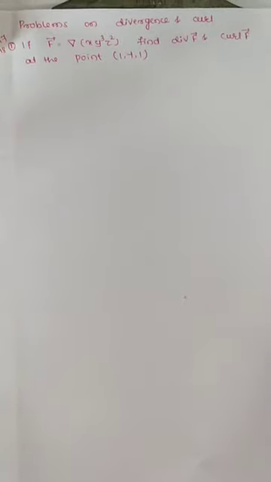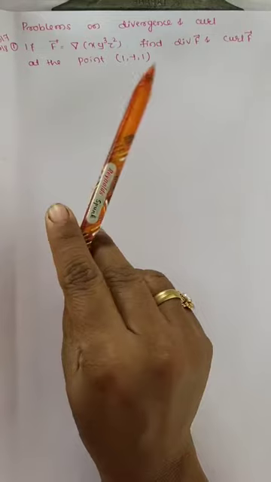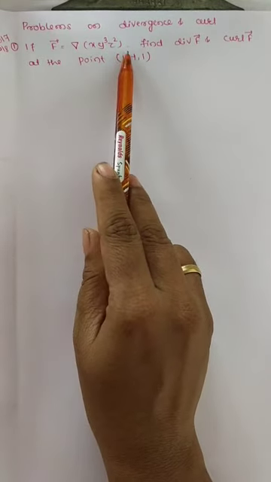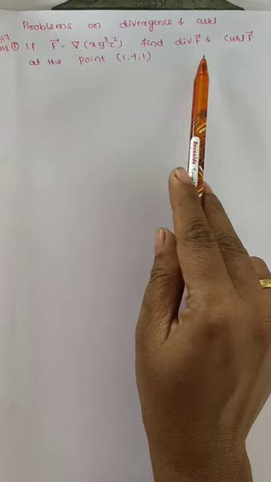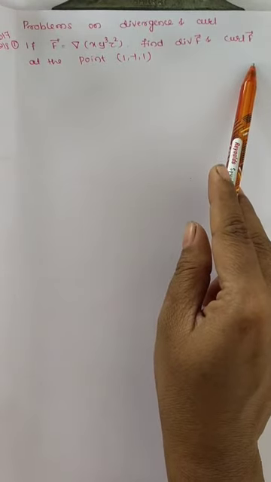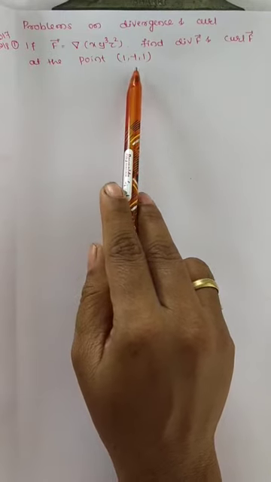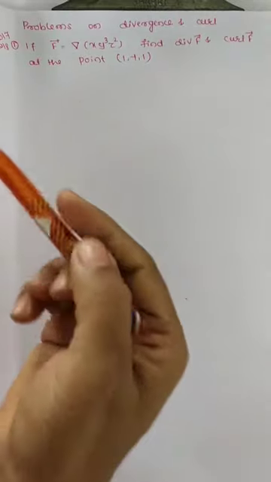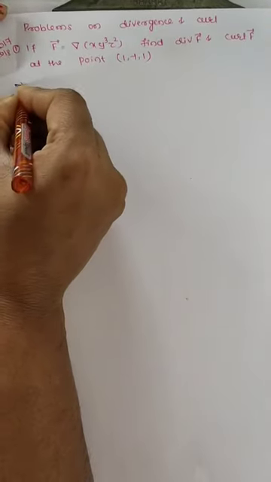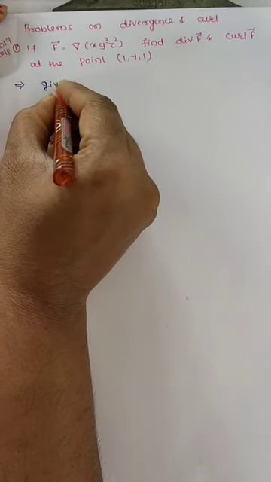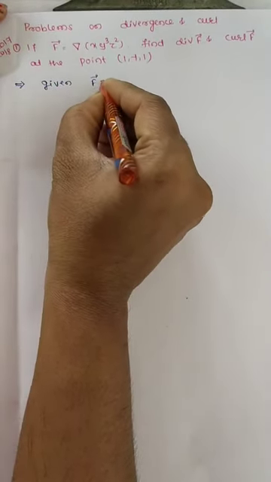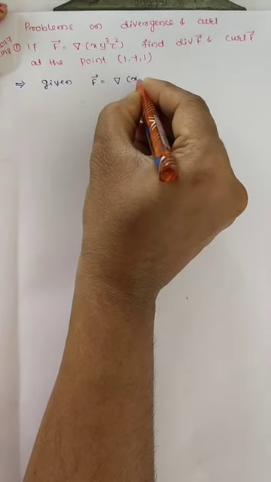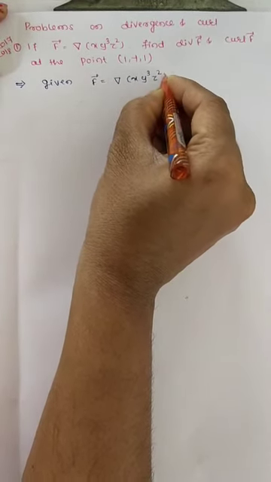Our next concept is problems on divergence and curl. If vector f is equal to del of xy cube z square, find the divergence of f and curl f at the point (1, -1, 1). Here, first we have to see what is given. Let us consider the given vector f is equal to del of xy cube z square.